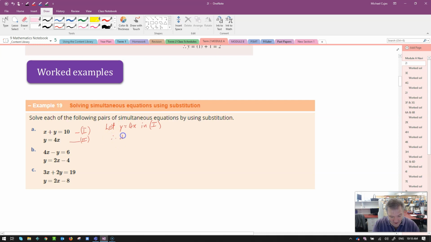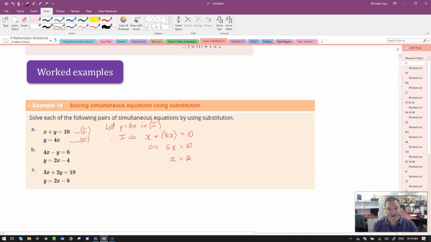And again, now equation 1, what is it going to become? Well, it's going to become x plus, and instead of y, what did I say I was going to replace it with? 4x. So I now have x plus 4x equals 10. And we can go ahead and solve this pretty quickly. I know you can do it. Let's just do it quickly. I'll show all the working. So that's equivalent to 5x equals 10. Dividing each side by 5, I get x equals 2.